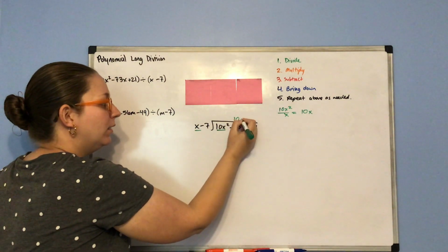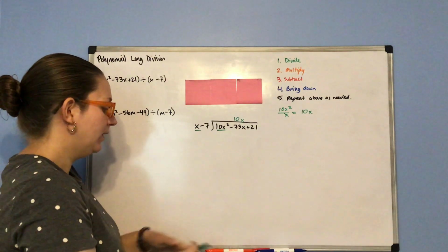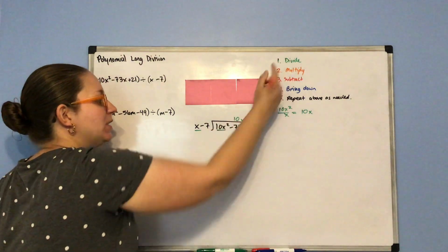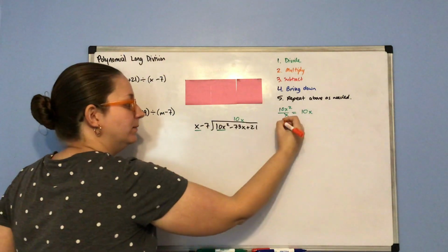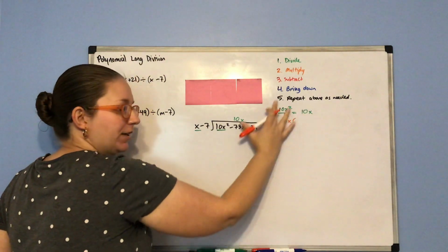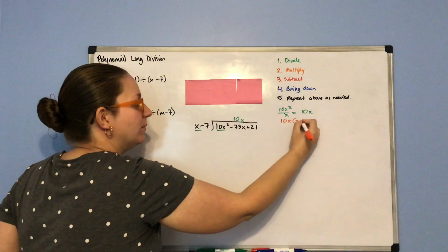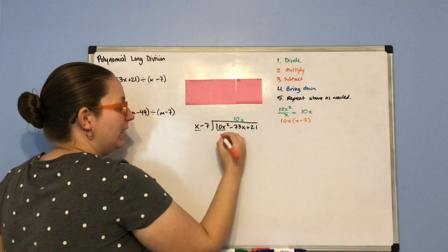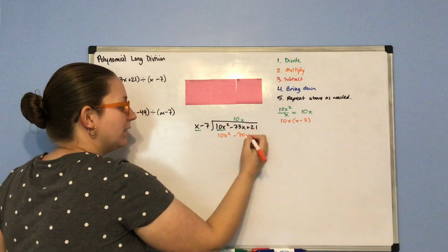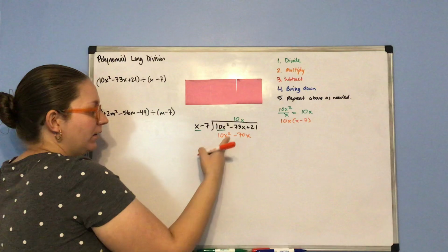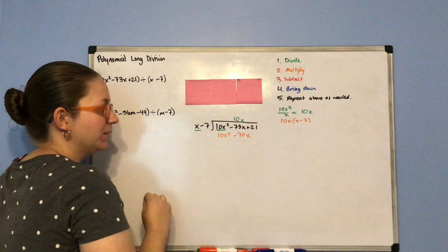You are going to put that up top on top of your division sign there. Once you have divided, the next thing you do is multiply. And what I mean by that is we are going to take that 10x we just got and multiply it by our divisor. Again, this is all extra work you don't need to write. I'm just showing you where things are coming from. So I'm going to do 10x times x minus 7. 10x times x is 10x squared. 10x times negative 7 is negative 70x. And we take that answer and put it underneath the dividend. Notice I've lined up like terms.